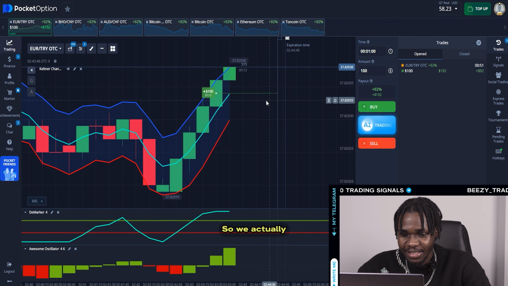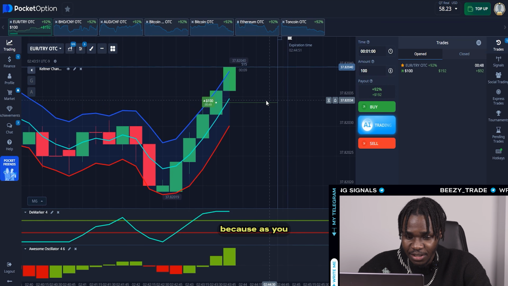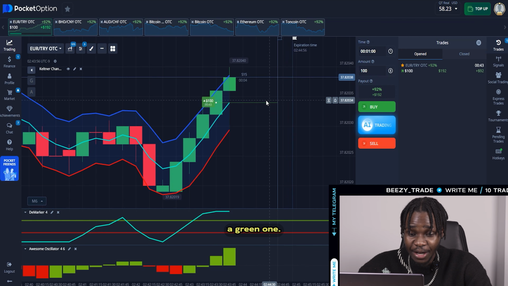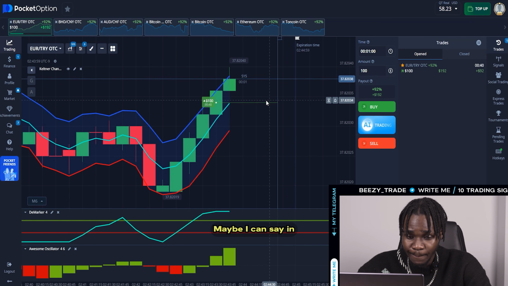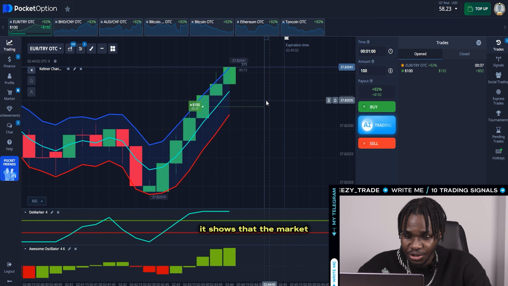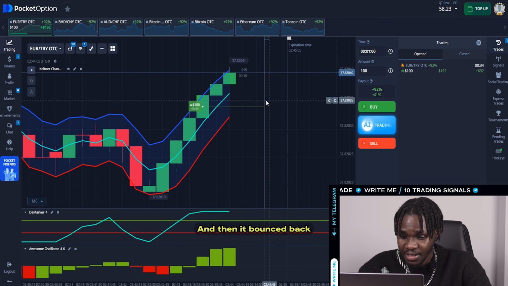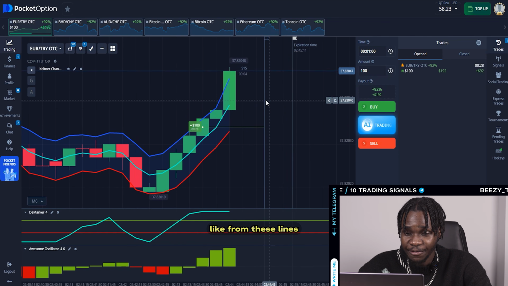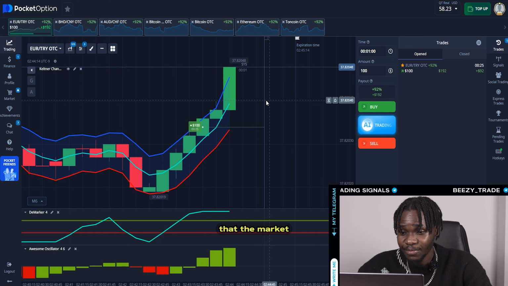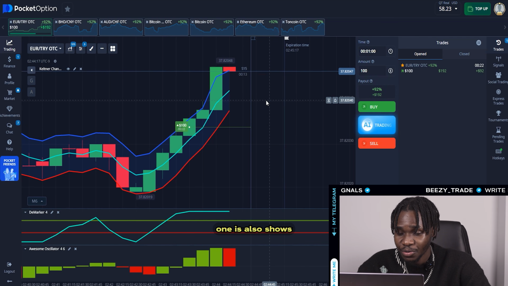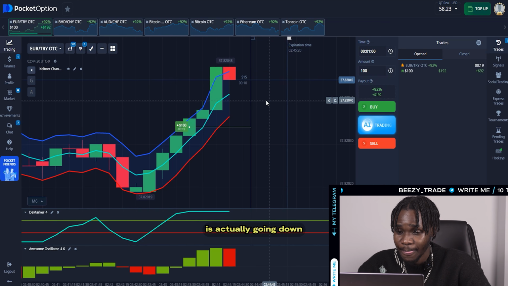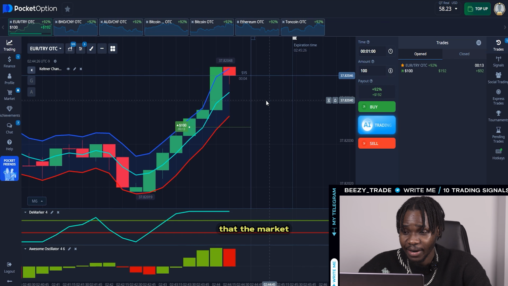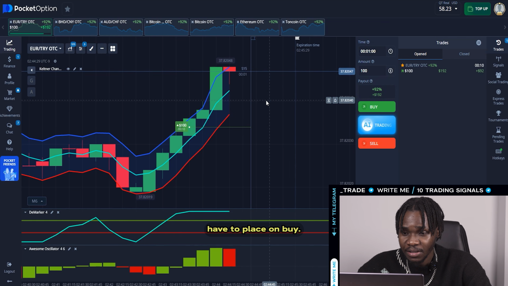So I've put it to buy because, as you can see here, how the indicators are showing. If you look down here, there's a green one, maybe I can say it looks light blue. Here, this line shows that the market was going down, and then it bounced back, started going up. So meaning the market is going up. And you can also see from these lines here, the blue one shows that the market is going up. The down one shows that the market is going down, the red one. So as you can see, all these indicators right now are showing that the market is going up. So that's why we had to place on buy.